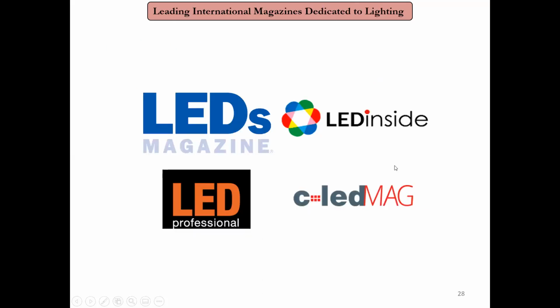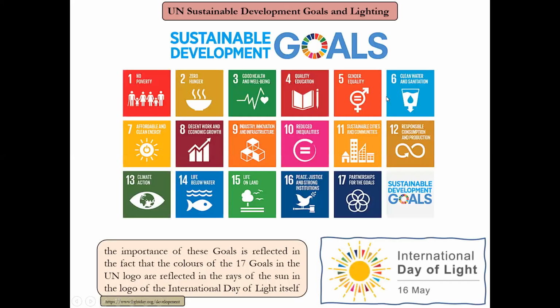These are the three or four top magazines dedicated to lighting. A lot of students in the house will be aware that the UN has 17 Sustainable Development Goals, and the colors of these goals are related to the colors shown in this symbol, which is the symbol for the International Day of Light. The importance of lighting cannot be emphasized further, as there is one whole day which celebrates light.